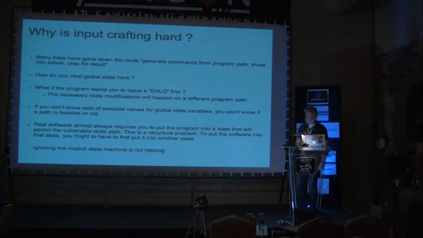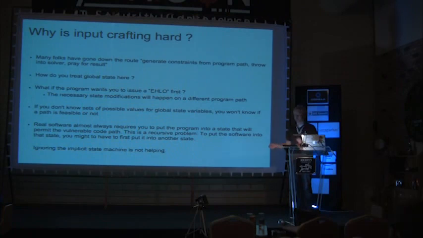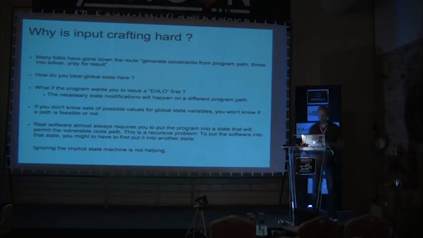Now this slide is essentially a repetition of what I just said. Many people go down the route of: let's take a program path, let's generate constraints, let's feed them to a constraint solver, wait for a result to come up, and then say we've built input for a path. The trouble really is that global state of the application almost always messes with you. Think about SMTP, which is a super simple protocol. Now think about any more complicated protocol, and you've got so many global state variables that your path will depend upon that it's really hard to get stuff done.